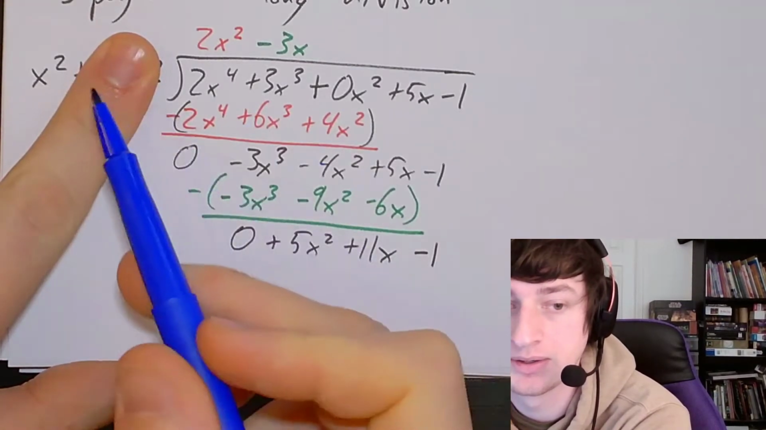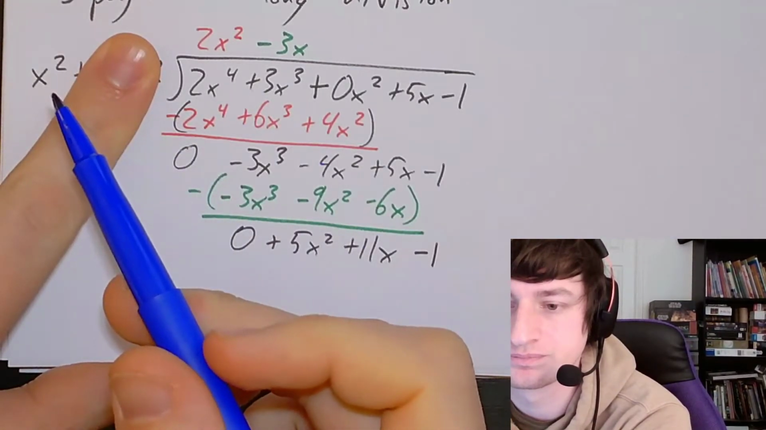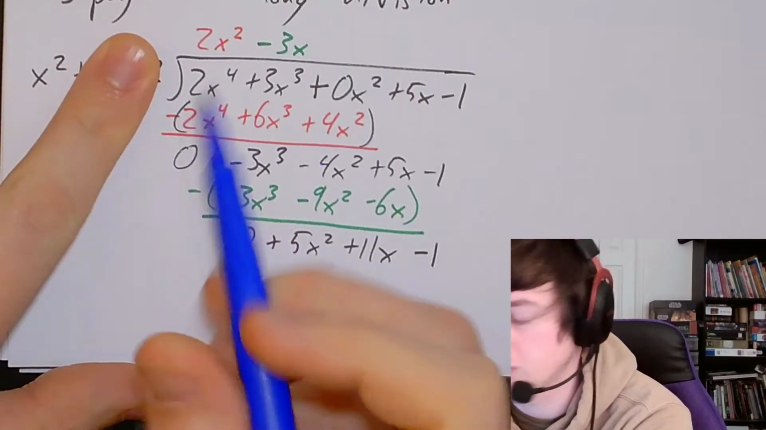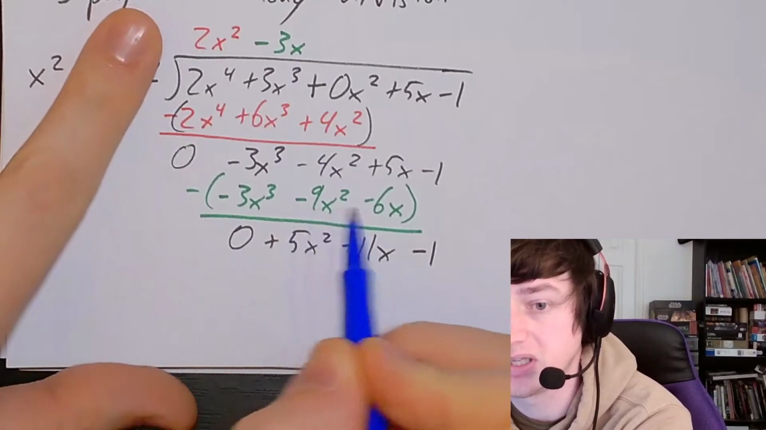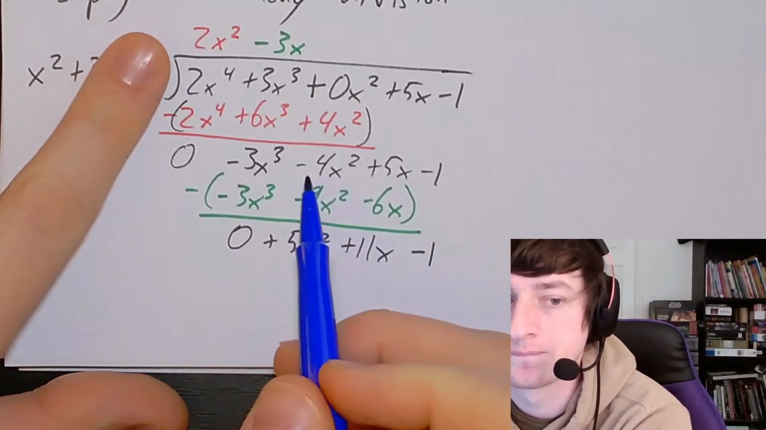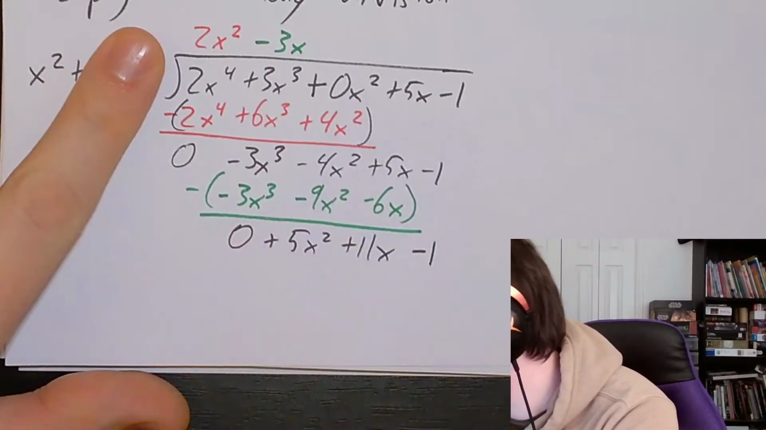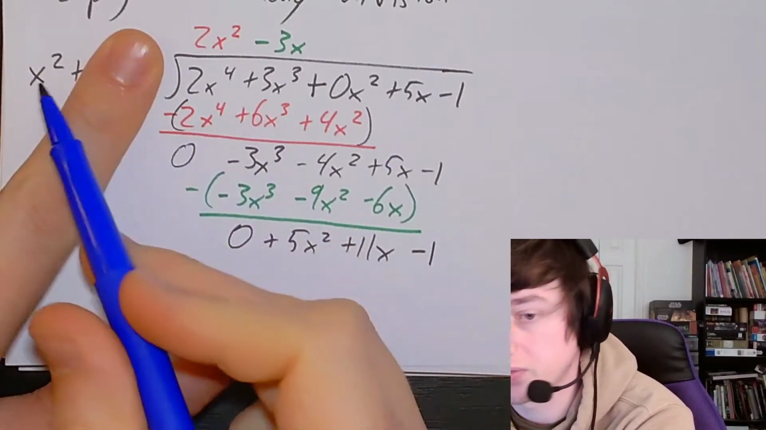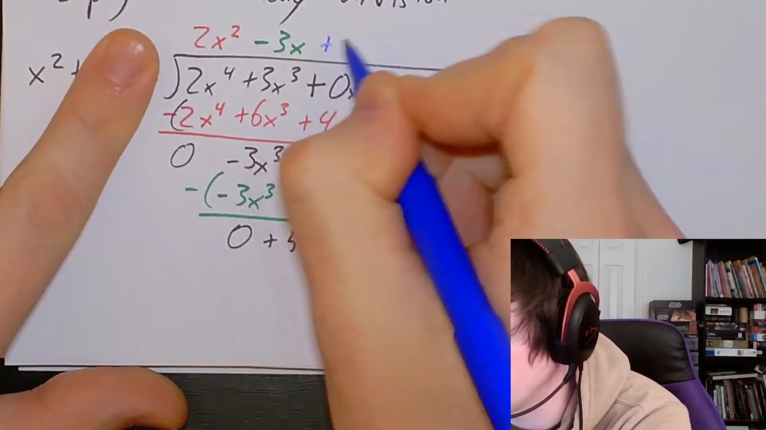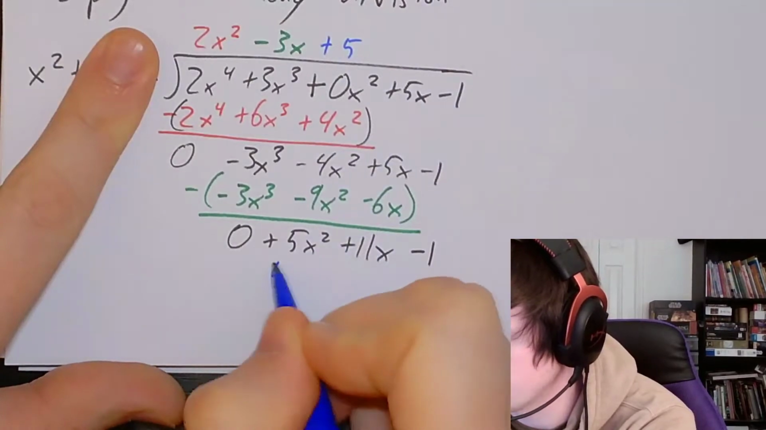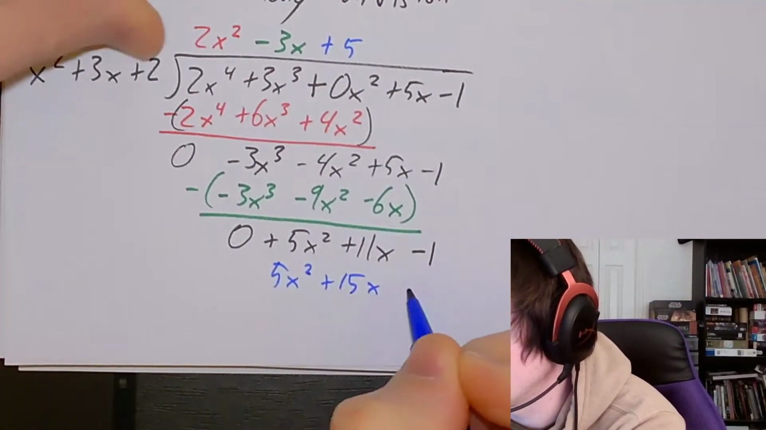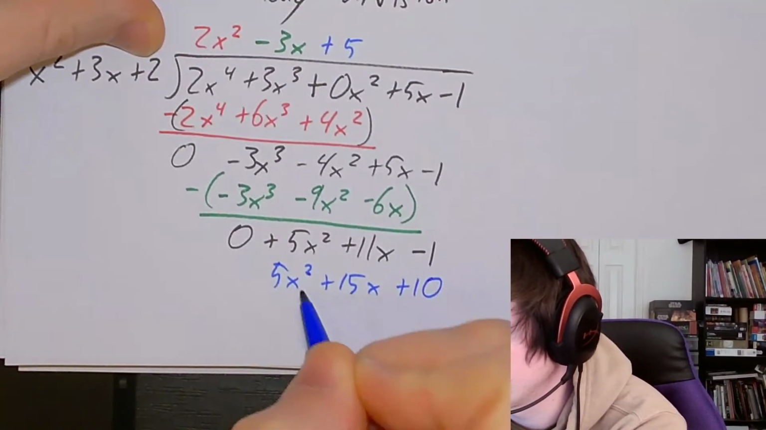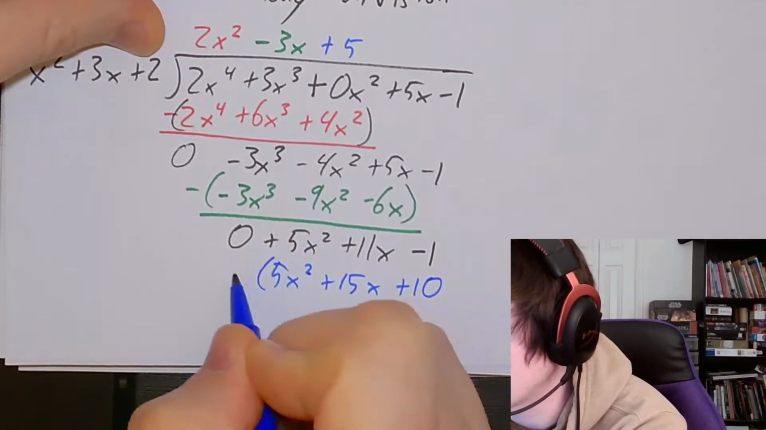I don't care about the rest of this, 3x plus 2. That's going to get multiplied out and be included. But we want to match the 5x squared with the x squared. So that gives us a plus 5. So that'll be 5x squared plus 15x plus 10. And so we're going to subtract this whole thing.